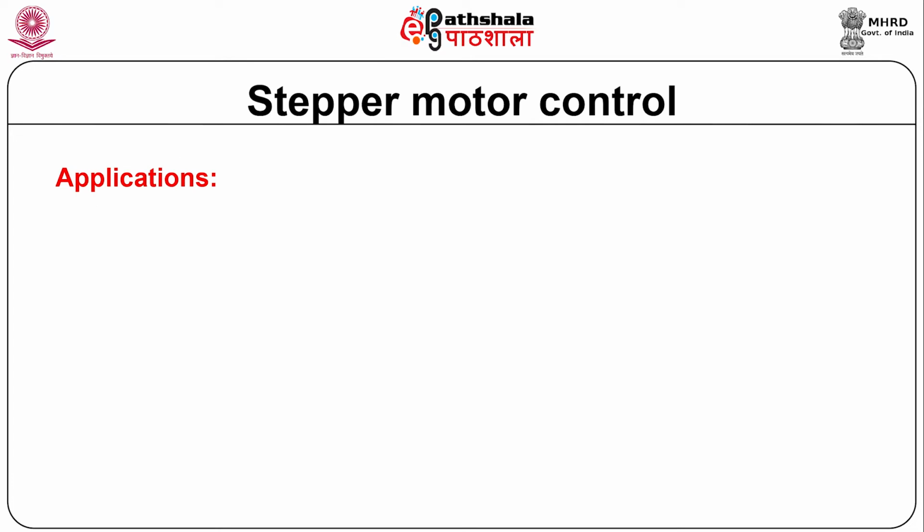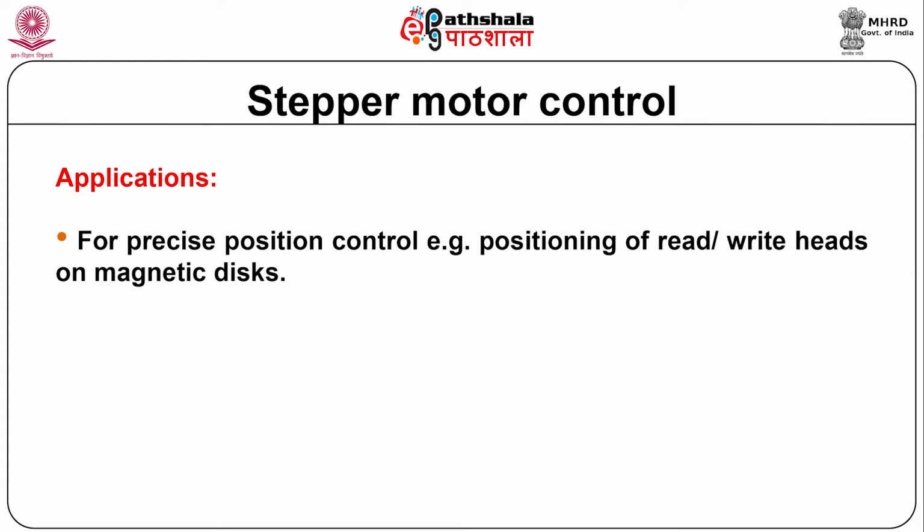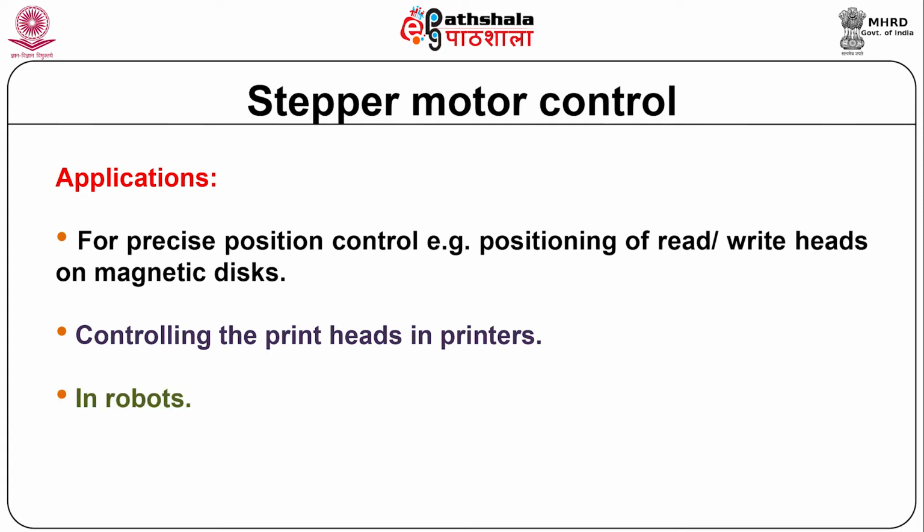Let us now talk about the applications of the stepper motor. Stepper motors are used extensively in situations where precise position control is needed. For example, positioning the read or write head on a magnetic disk. Second, it is normally used in controlling the print heads in a printer. It is also used in controlling various pieces of robots, maybe the arm control, gripper control, and so on.